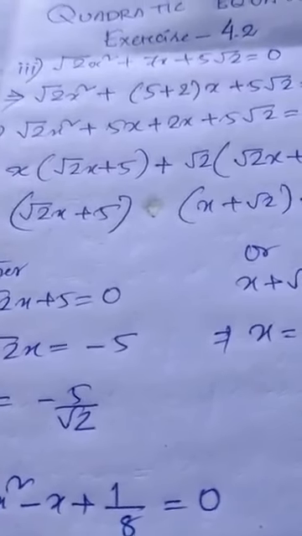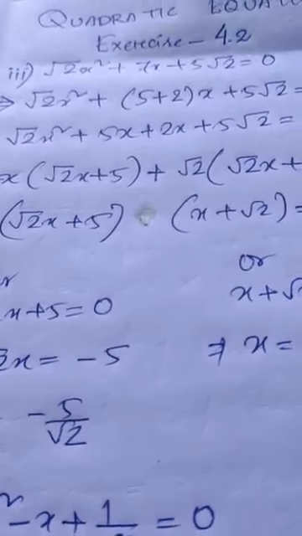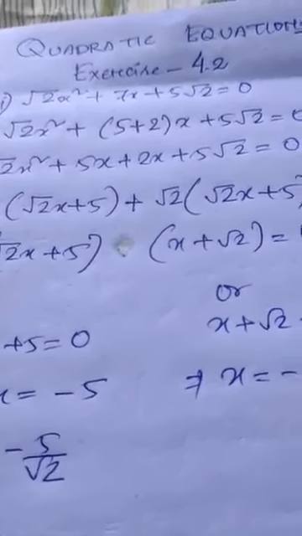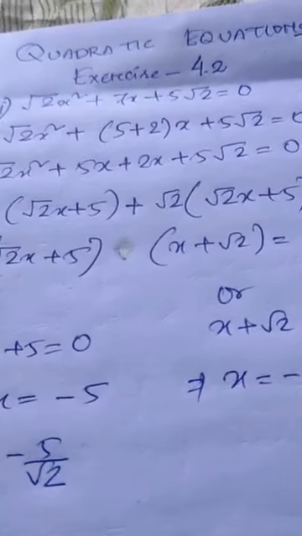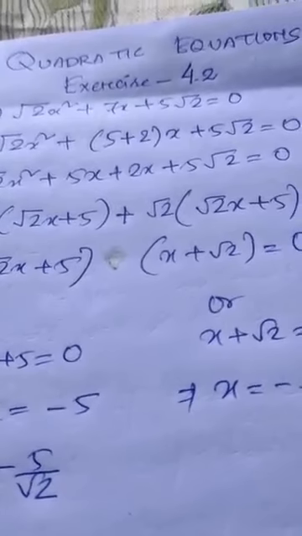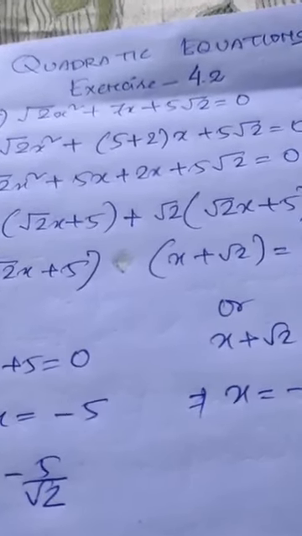So let's see. Here in our first term, I can write as it is. That means root 2x square I've written as it is from the question. Plus is plus. Then that 7x, now I'm not writing as it is. I am doing something different here. Then last term plus 5 root 2 equal to 0. So take this first and last term as it is.